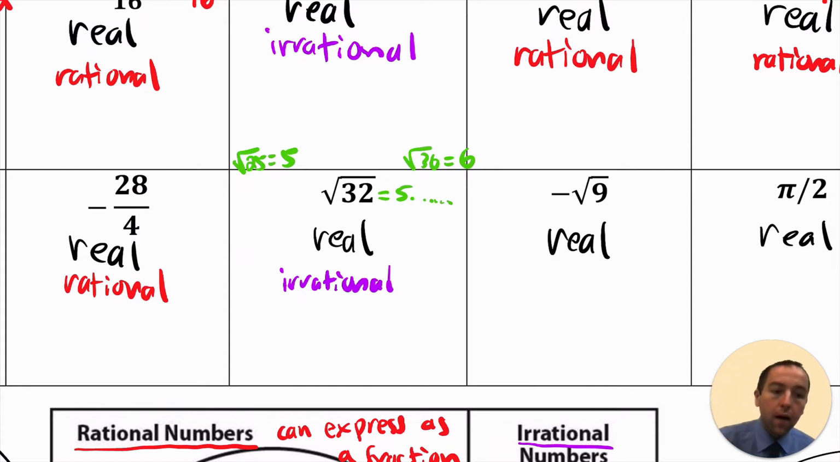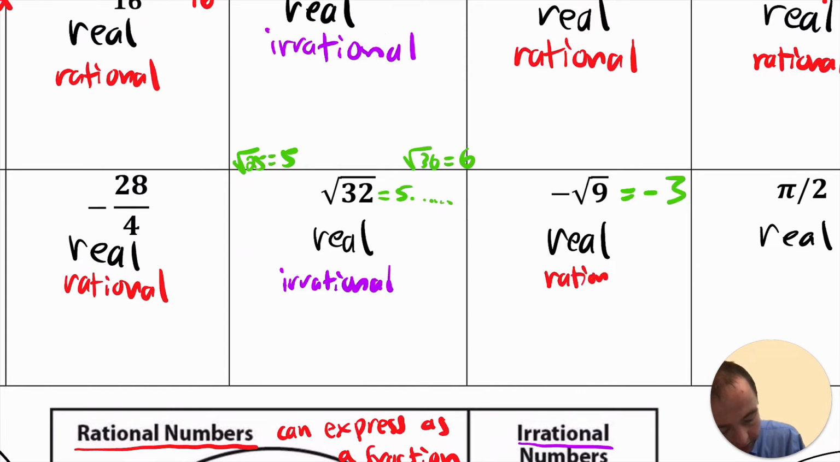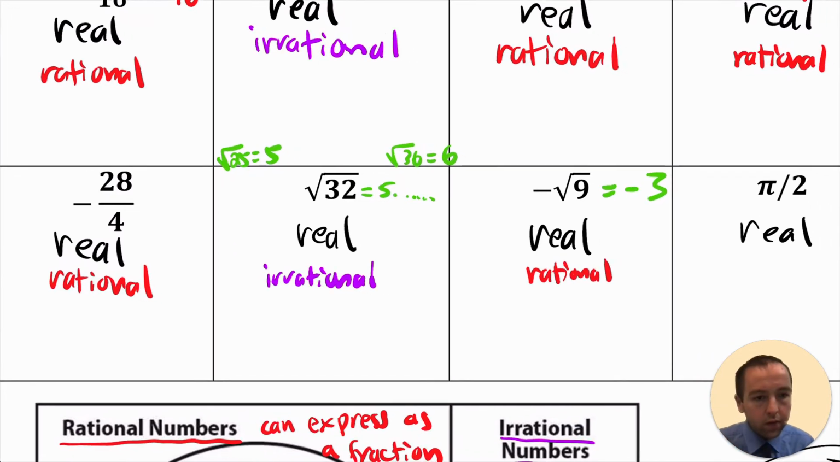Okay, but the next one, 9 is a perfect square, right? So when we write this, it's actually just the number negative 3, because the square root of 9 is 3, and then we got the negative in front. And negative 3 is definitely going to be rational because you're able to write that as a fraction. You can put it as negative 3 divided by 1.